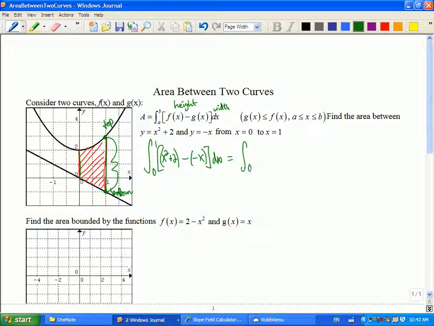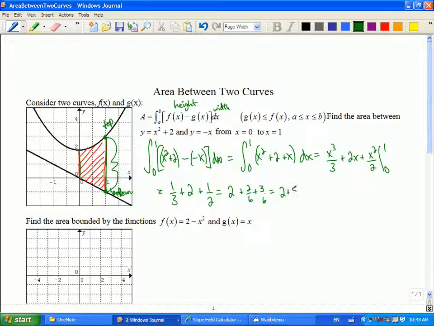So this will be the integral from 0 to 1 of x squared plus 2 plus x, which gives us x cubed over 3 plus 2x plus x squared over 2 at 0 and 1. So it would be 1/3 plus 2 plus 1/2. I think, okay, I guess I'll do it. I can do this. So 2 and 5 out of 6. Okay, so that's it. It doesn't get tricky. It doesn't change. The area between two curves is the top curve minus the bottom curve.